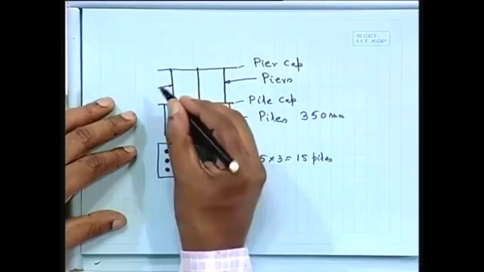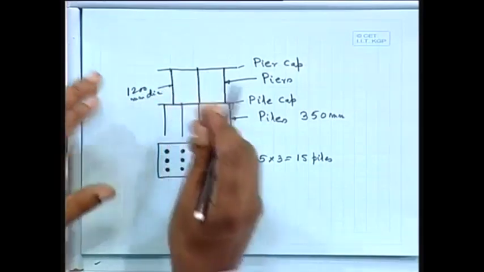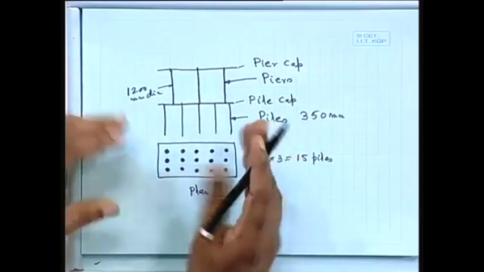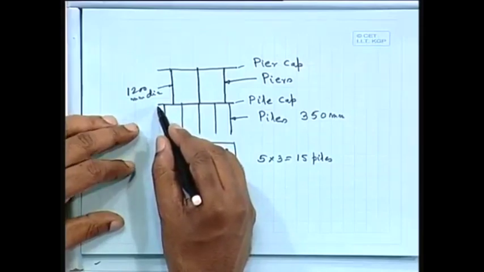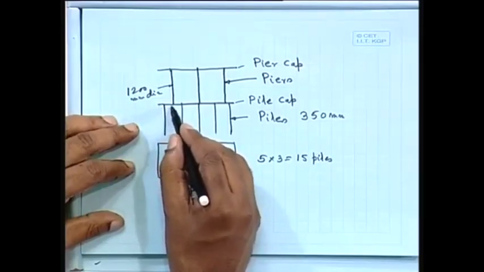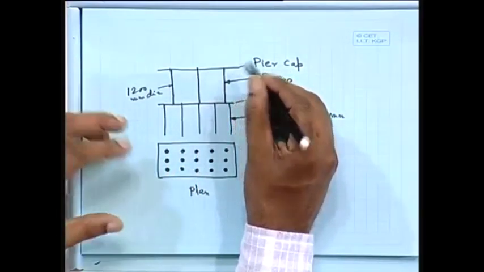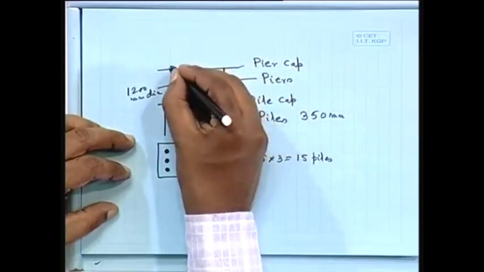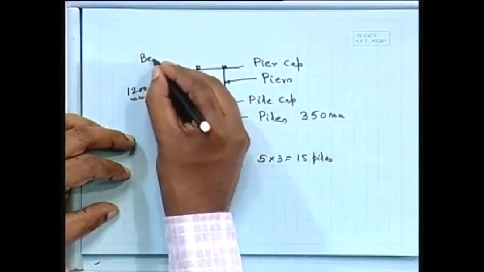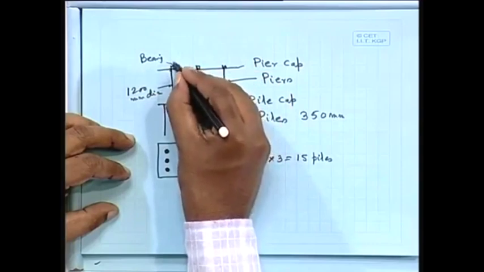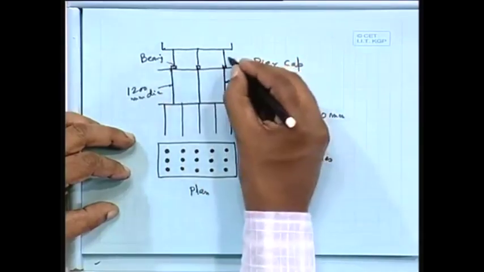What could be the dimension of this one? It may happen 1200 millimeter dia, 1500 millimeter dia for the piers, each of them, because I just have to give you certain dimensions. This one can come say 1000 millimeter, 800 millimeter in depth, and this pier cap can come say 1000 millimeter in depth, and over that the bridge deck will come. We provide the bearings, these are called bearings, and over that your bridge deck will come. This is called the bridge deck.